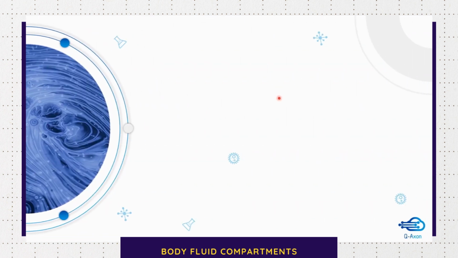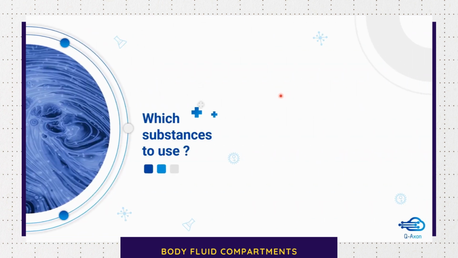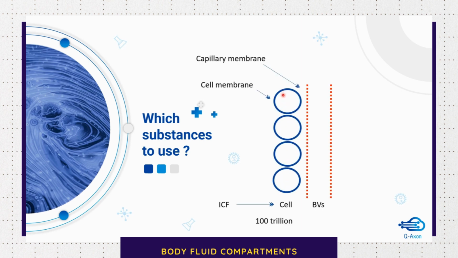So with this concept, let's try to understand which substance we can use to measure various body fluid compartments. See, remember, whichever compartment we have to measure, the substance should go into that compartment and not more than that. Okay. So these are the compartments which we had seen. Now see, water can cross all compartments freely.